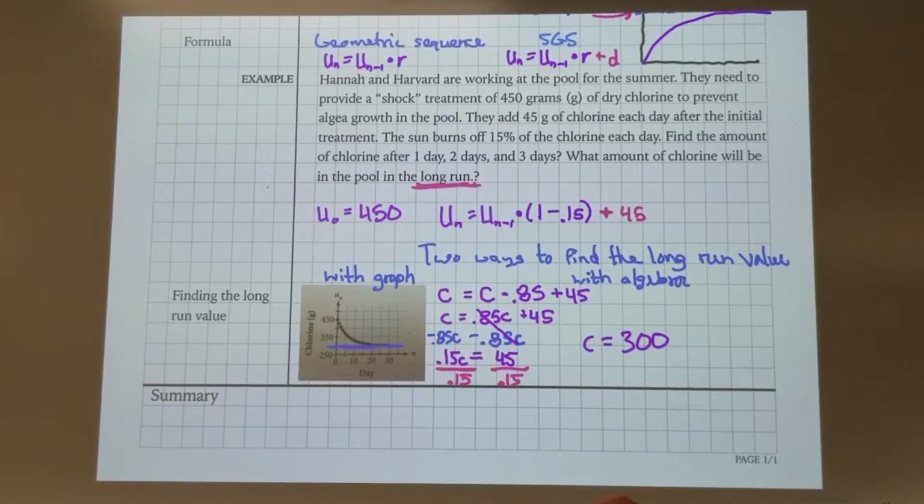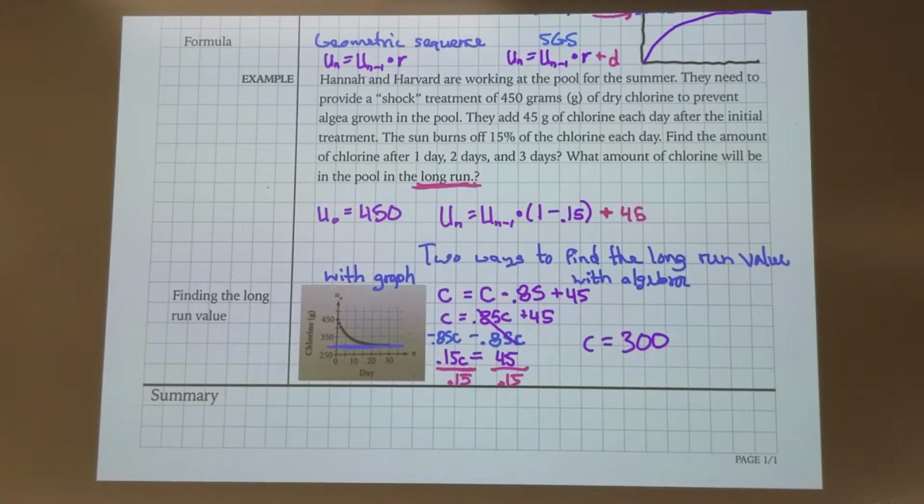So then the actual formula would be like C equals C times R plus D. Yes. So the answer is 300 grams. That's the value of chlorine that will be in their pool eventually, if they keep following this system. 300 grams. So let's summarize.